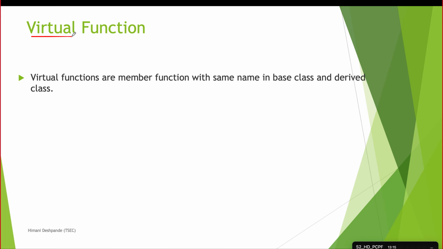We'll understand the meaning of virtual in this context. Virtual functions are member functions with the same name in the base class as well as the derived class. Again, the base class has one function and the derived class has a function with the same name. But how is it different from overriding? Because in overriding also we had the same function in the base class as well as in the derived class.